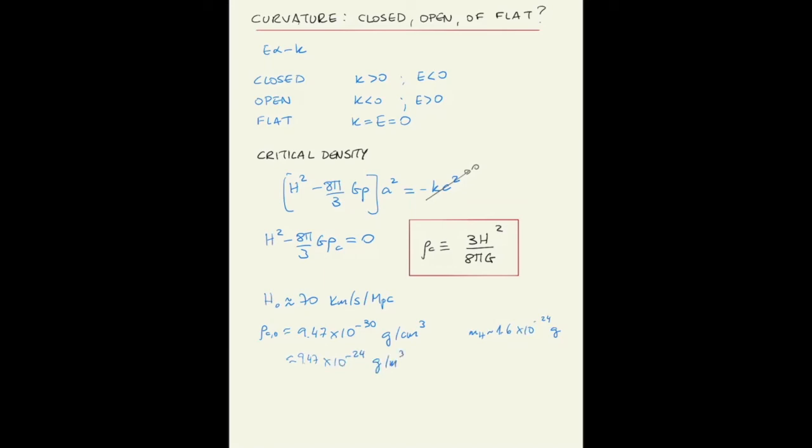So this critical density is about 6 hydrogen atoms per cubic meter, or about 1 hydrogen atom in a cube of side about 2 feet. It's a very small density.